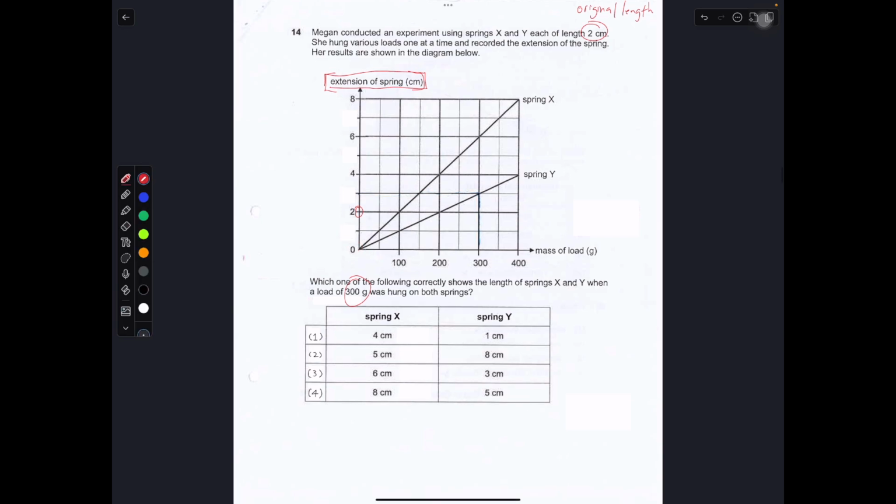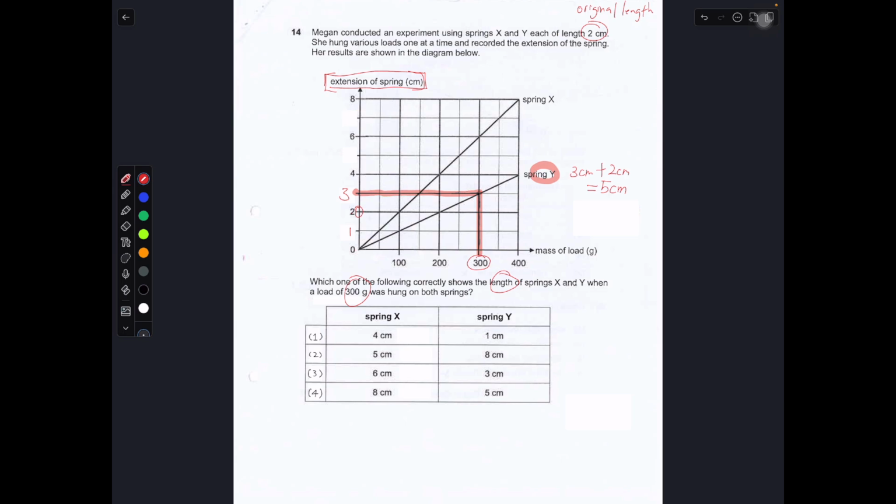Okay, so take a look, 300. If you were to draw a line up for Y, it means at this point. Then you just move it along over here. How do you know how much the spring extended? 0, 1, 2, 3. So Y extended by 3 cm. You still need to add 2 cm. So the total length, because they want the length of the spring, which suggests the total, is 5 cm. Total is 5 for spring Y.